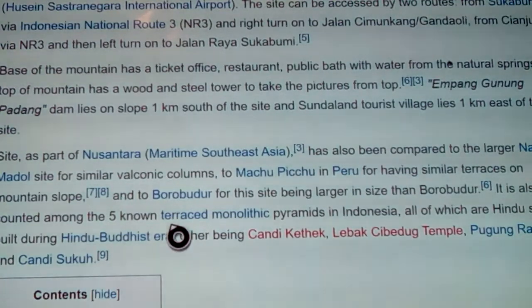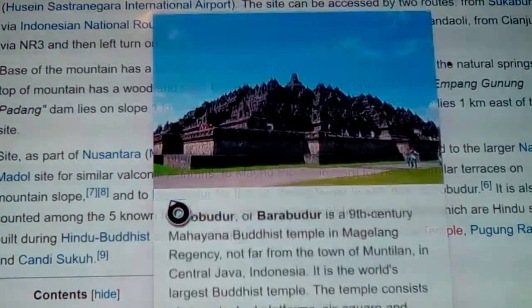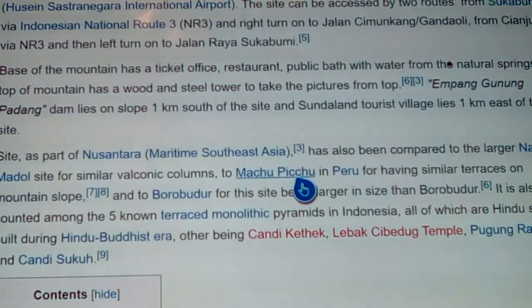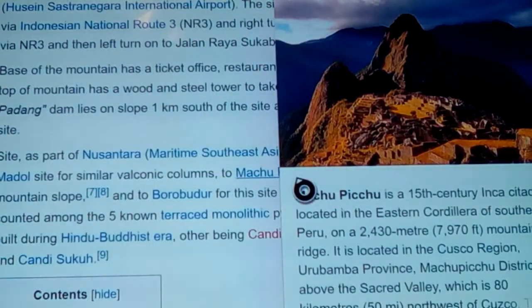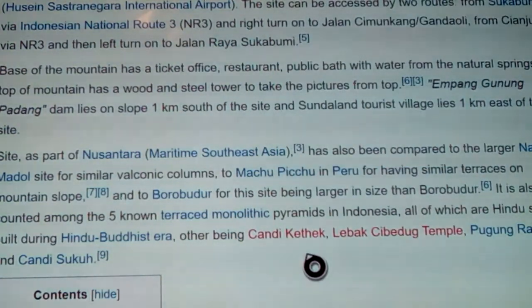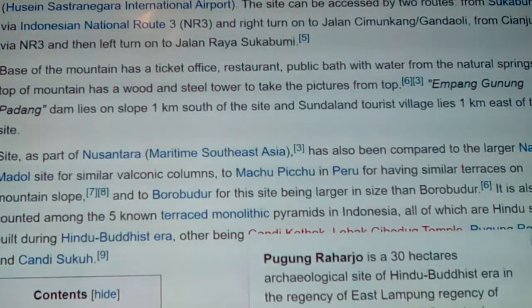But there's also Borobudur, which is a terrace site. They've got Machu Picchu that they're comparing it to, and the terracing and the way that it was built. And they say that there are 5 known terraced monolithic pyramids in Indonesia, all of which are Hindu sites built during the Hindu-Buddhist era, and we talked about Buddha and Gautama Buddha, the others being Candi Kethek, Lawang Kathung Temple, Punden Berundak, and Candi Sukuh.